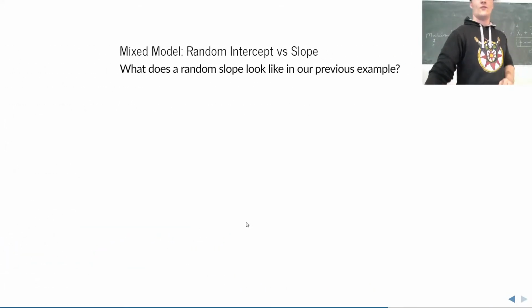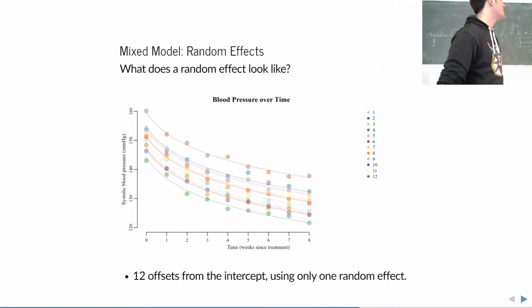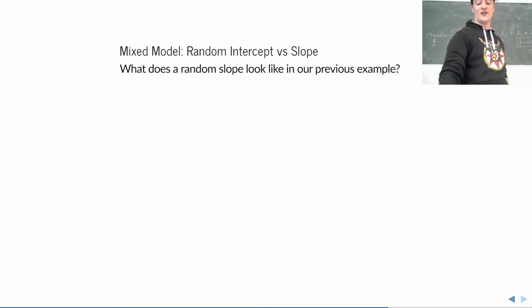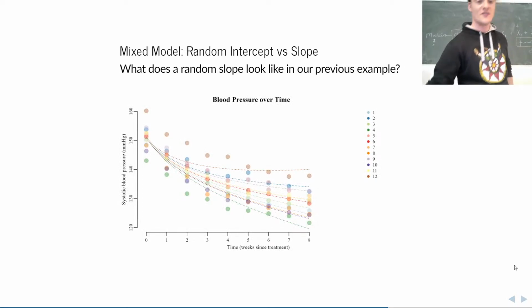Okay, what does a random slope look like in our previous example? We already saw what a random intercept looks like. That's like this. We allow them to vary a fixed amount from each other. Then what does a random slope look like? Anyone have an idea what it would look like? They start at the same point and they increment at different rates. So where the explanatory variable is 0, they will start out the same, but they will have a different progression over time. Yeah, so this is a random slope.